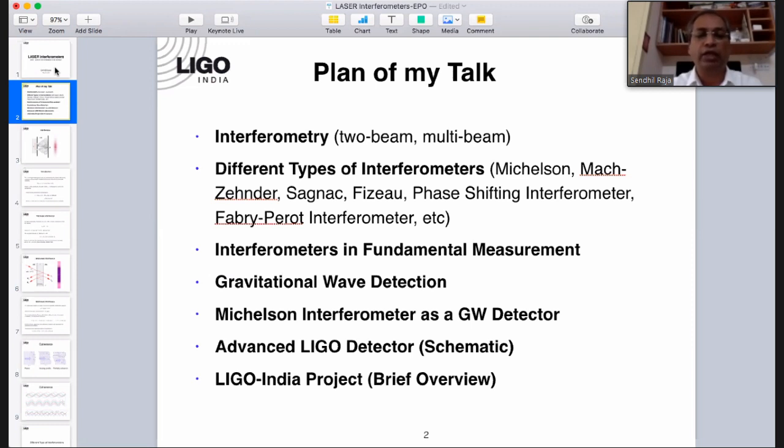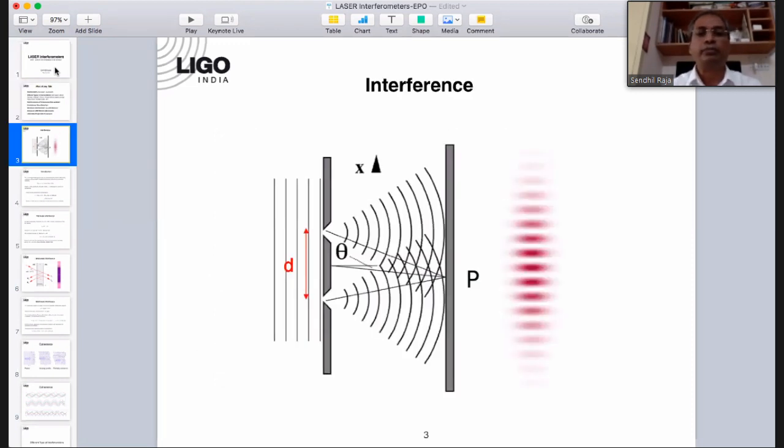And then I'll try to give you a schematic picture of the Advanced LIGO detector, its optical configuration, the interferometer's optical configuration. And last but not the least, I'll give you a brief overview of the current status of the LIGO-India project, which is a project for setting up a kilometer-scale detector, identical to the LIGO detectors in the US, in India, as part of a global network of gravitational wave detectors.